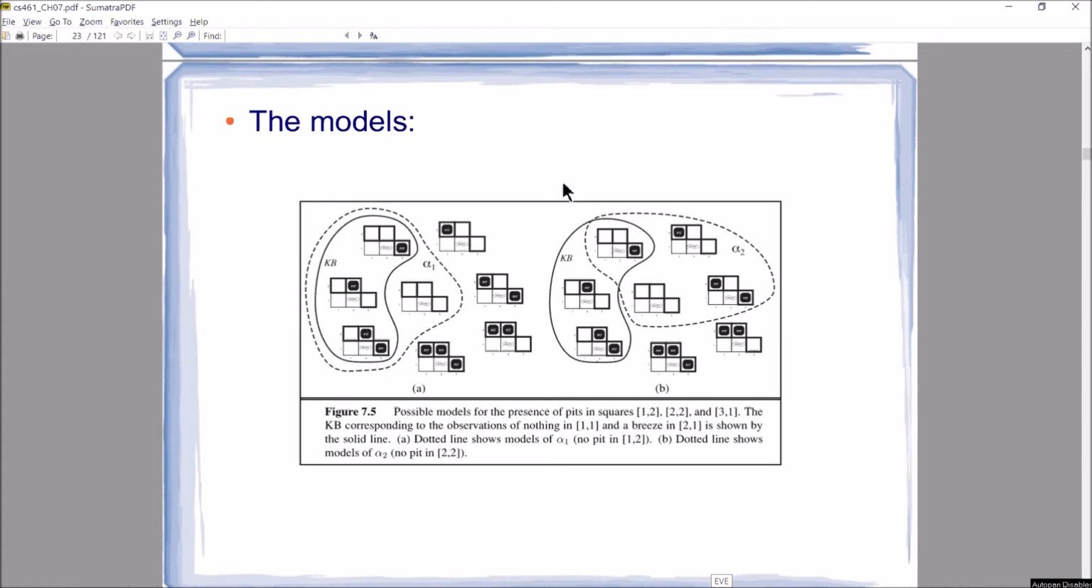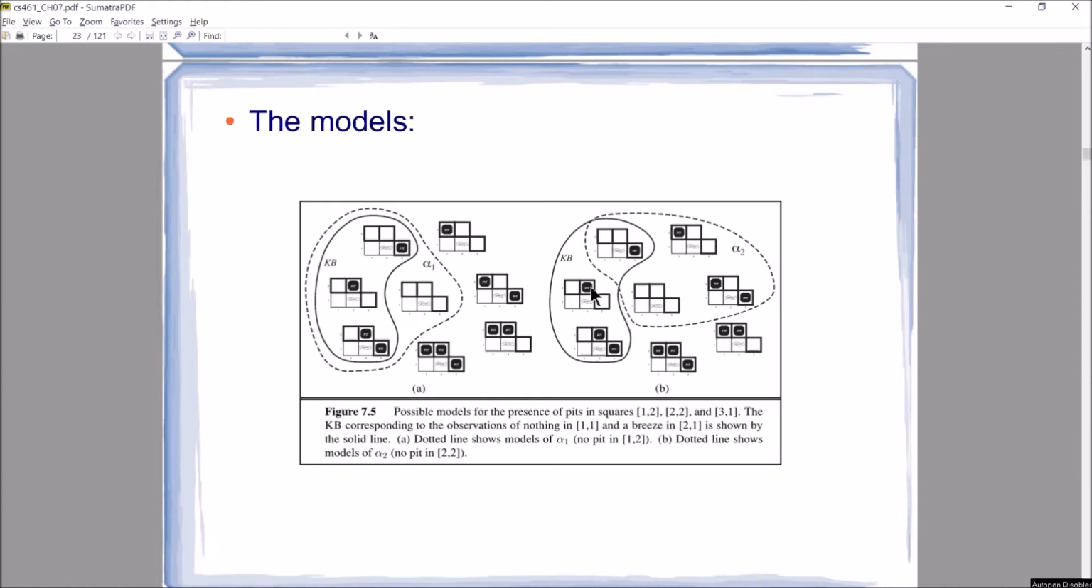Okay, so let's look at another example of this, figure 7.5, right? So we just said we could have 8 possible models based off of what we know so far, right? So what does the description say? Possible models for the presence of pits in squares 1, 2, 2, 2, and 3, 1. The knowledge base corresponding to the observations of nothing in 1, 1 and a breeze in 2, 1 is shown by the solid line, right?